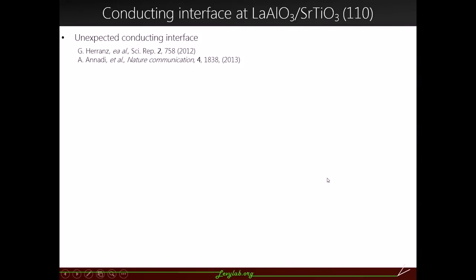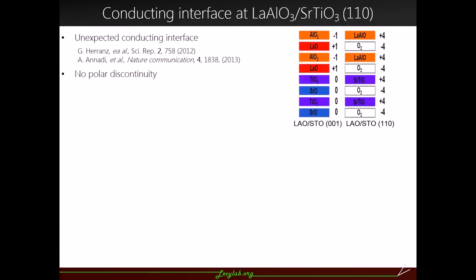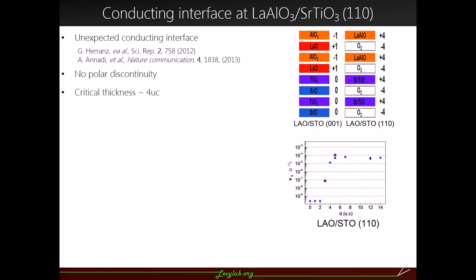Recently, an unexpected conducting interface has been reported at the 110 LaSTO interface. There is no polar discontinuity across the 110 case, as we can see in this figure. In the regular 001 LaSTO interface, there is a polar discontinuity, but although there is no polar discontinuity, there is still a critical thickness for the 110 LaSTO interface, which is 4 unit cells. Above it, the interface is conducting. Below it, the interface is insulating.